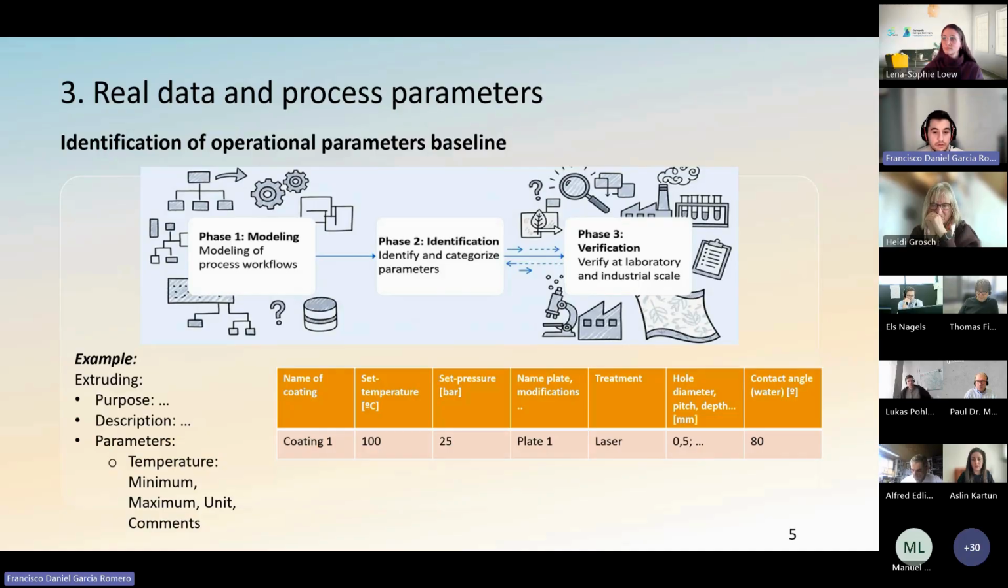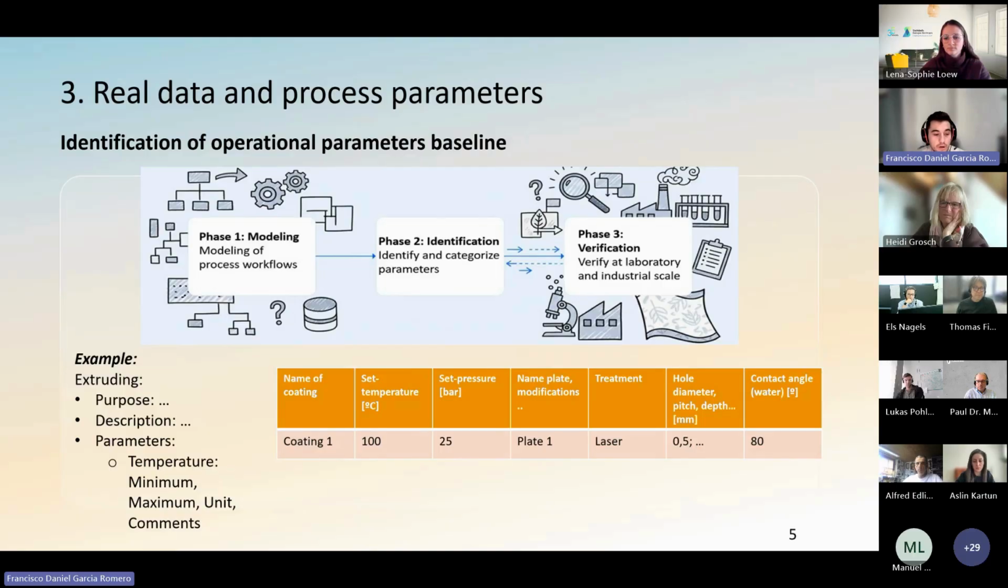And then, for all of these processes, we identified and categorized all the parameters that are really relevant to each of them. And finally, in phase 3, we verified all of these identified parameters with the laboratory experts and the industrial experts that are part of BioFibreLoop. With this, you can finally have information sheets for each process. For example, for an extruding process in BioFibreLoop, you have its purpose, its description, and most importantly, its relevant parameters.